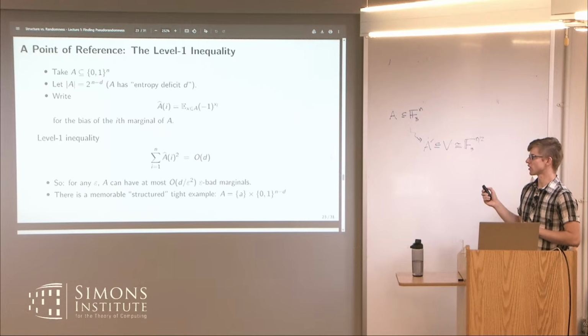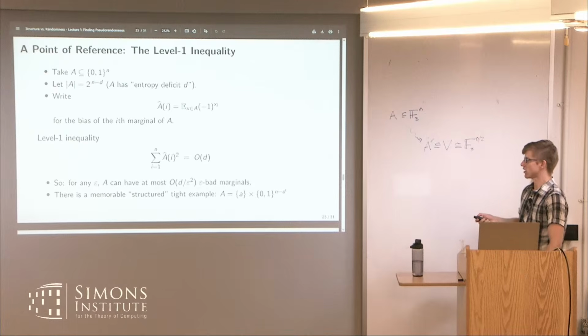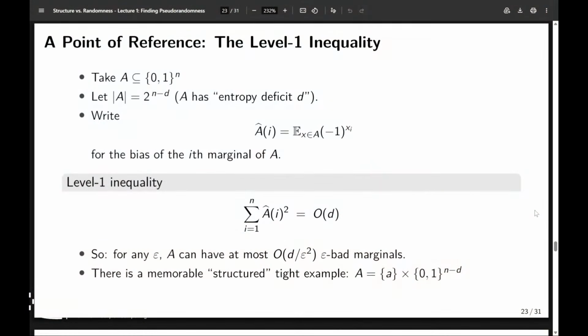So I want to talk about this situation where we have a dense set A in just {0,1}^n, a dense subset of bit strings. Again, we make some density assumption about it. For doing the quantitative part, it would be nice to think about the density in a logarithmic sense. So we're quantifying the density of A by its entropy deficit relative to the uniform distribution. And I want to state this isn't necessarily structure versus randomness, but it's a nice point of reference that you can use to compare.